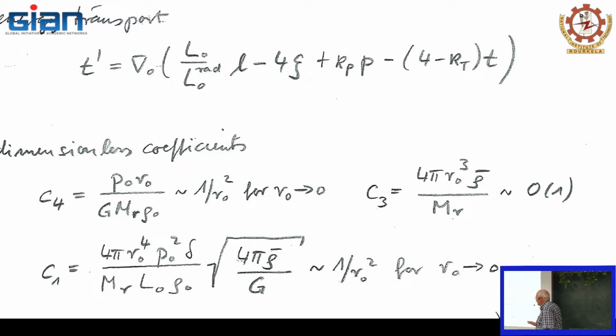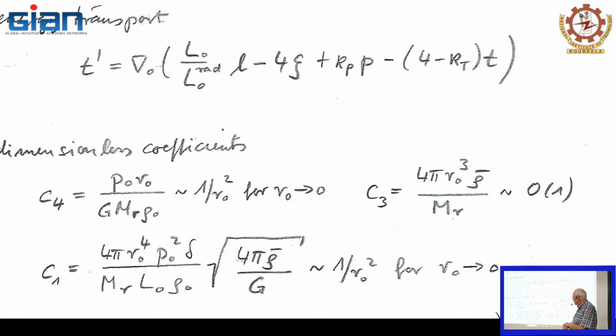Well, there is one coefficient left, which is the coefficient C1. This contains, first of all, the mean density, or so to say, the dynamical timescale is contained in here. It contains some of the thermal quantities because it's the equation for thermal energy transport. It contains the equation of state coefficients, which are of order unity, density, pressure, the radius, the mass, and the luminosity.